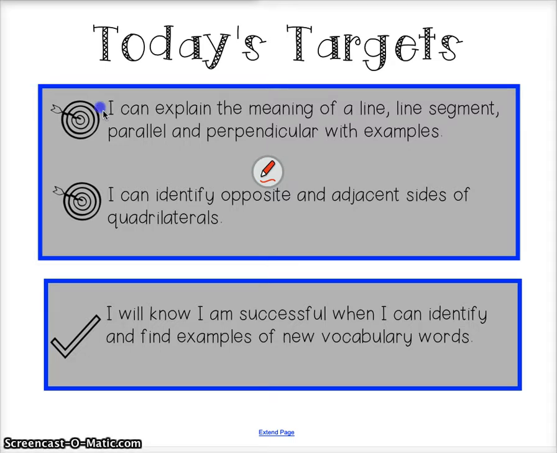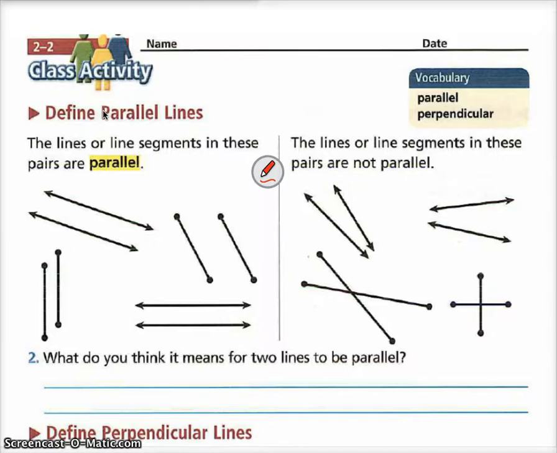So this first target says, I can explain the meaning of a line, line segment, parallel, and perpendicular with examples. The second one says, I can identify opposite and adjacent sides of quadrilaterals. You will know you are successful when you can identify and find examples of these new vocabulary words.